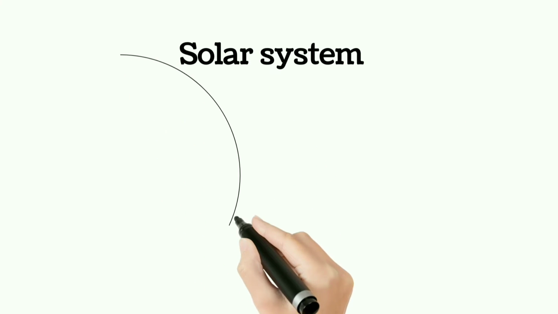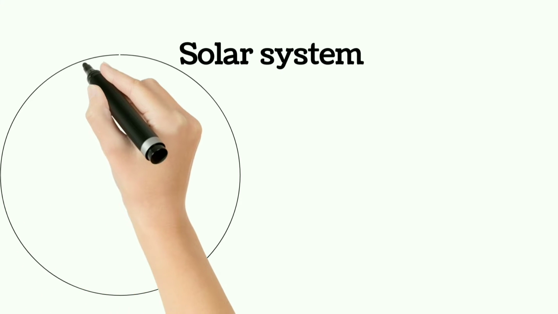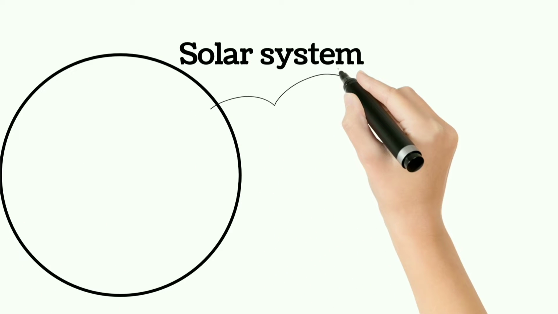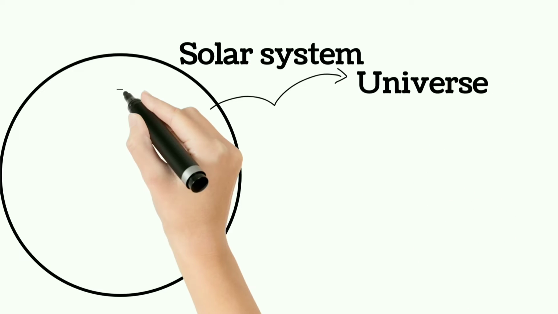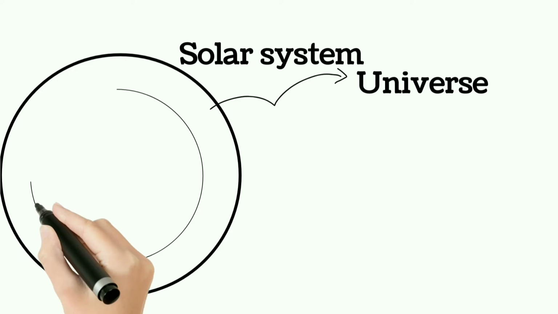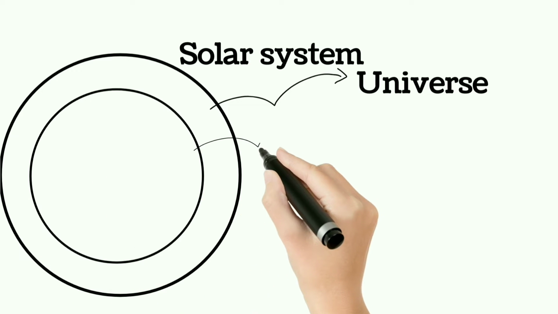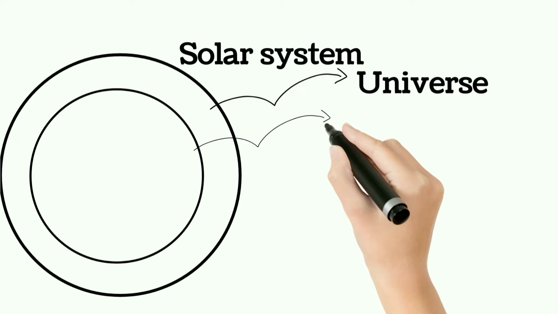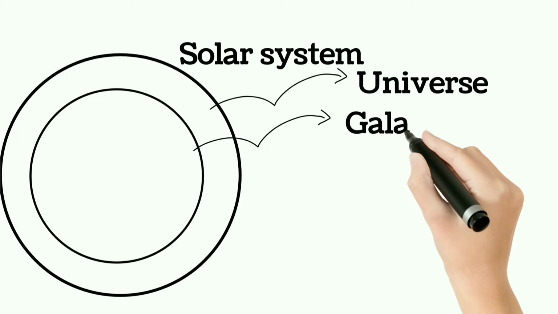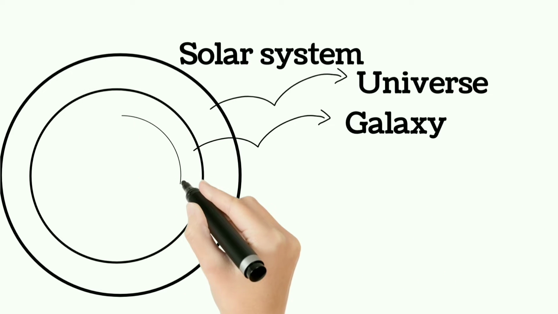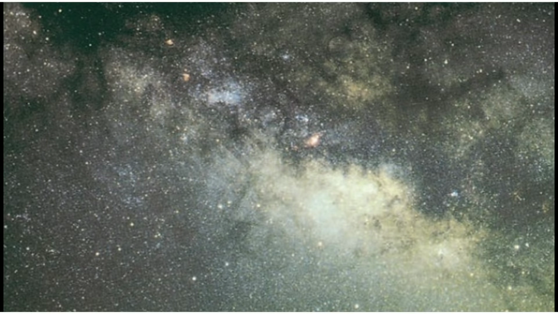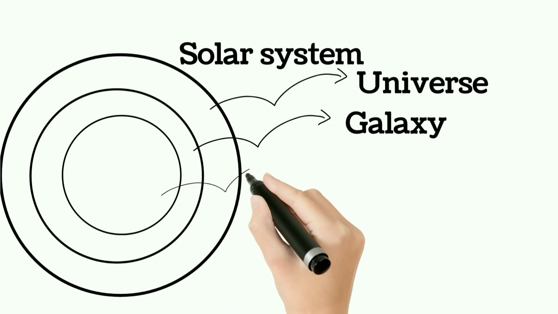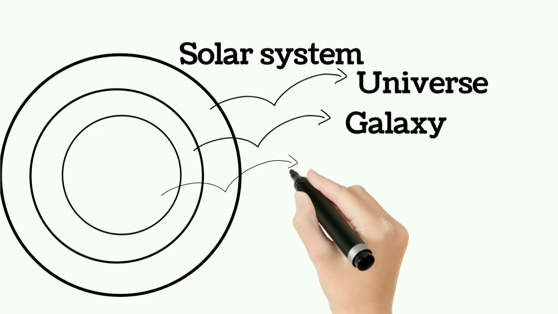Let me tell you one more time. This is the universe, and this universe is formed when there are millions of galaxies together. A galaxy is a collection of billions of stars, gases, and clouds of dust. In these billions of galaxies, one galaxy is known as the Milky Way galaxy. Here you can see the picture. In this picture we have a white spot. This is known as the Milky Way galaxy, and in this Milky Way galaxy we have the solar system.